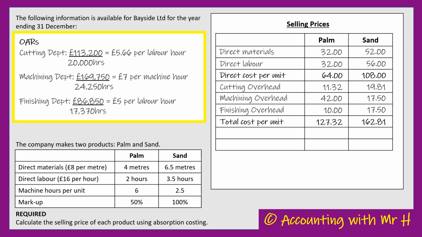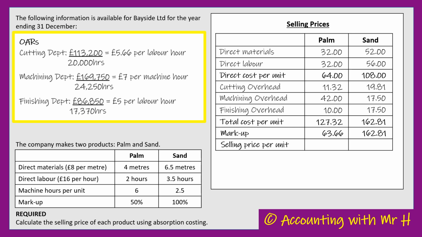And then finally, I can then work out the selling price. So the final bit of information I'm given over on the left-hand side is the markup. And it says they add a markup then on a palm of 50% and on a sand of 100%. So the markup then for a palm is going to be 50% of the total cost. So half of 127.32, which is 63.66. And then a sand, they add 100%, so they literally double it. So the cost is 162.81, so the markup will be 162.81.